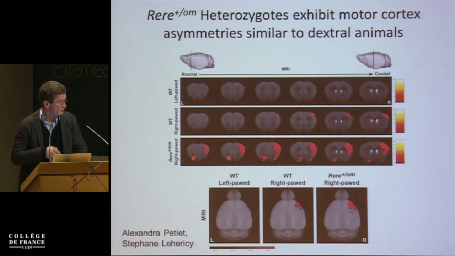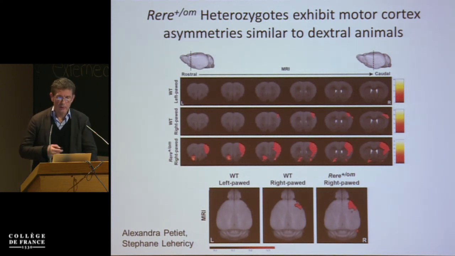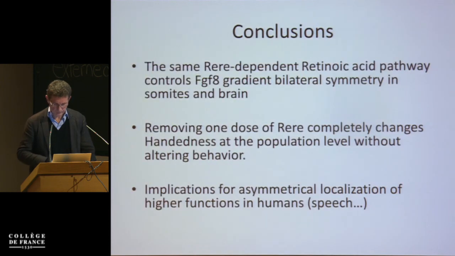So you see these are the left paw animals. These are the right paw animals, with a slight enlargement in the right motor cortex, at the junction between the motor and the sensory cortex, and the same region for the heterozygous animals, which somehow suggests that losing one copy of the gene transforms these animals into right-handed animals.